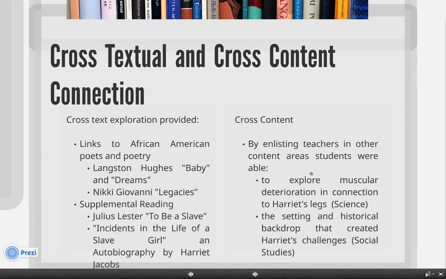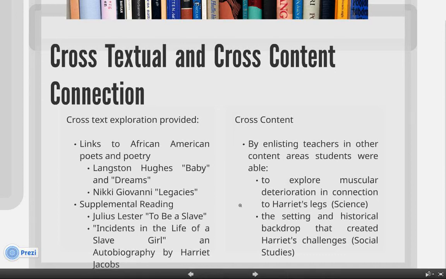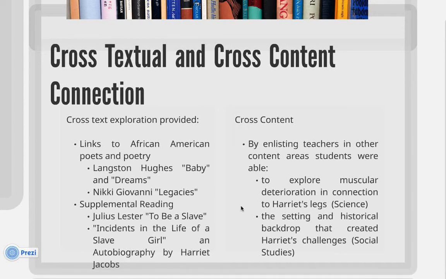In the cross-content area, the teachers who took on her charge were able to incorporate lessons that dealt with some of the themes and ideas that Harriet, the main character, explored. The first being, in the science classroom, they explored muscular deterioration in connection to Harriet's legs and the atrophy that she experienced. The setting and historical backdrop was discussed in the social studies class so that students were able to understand the challenges that Harriet was experiencing.